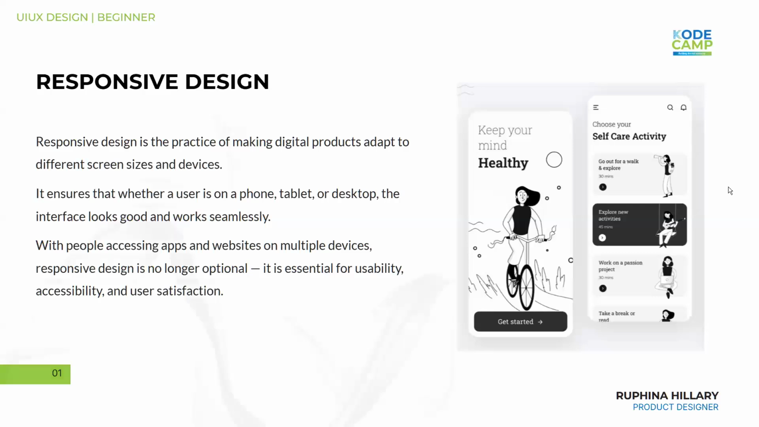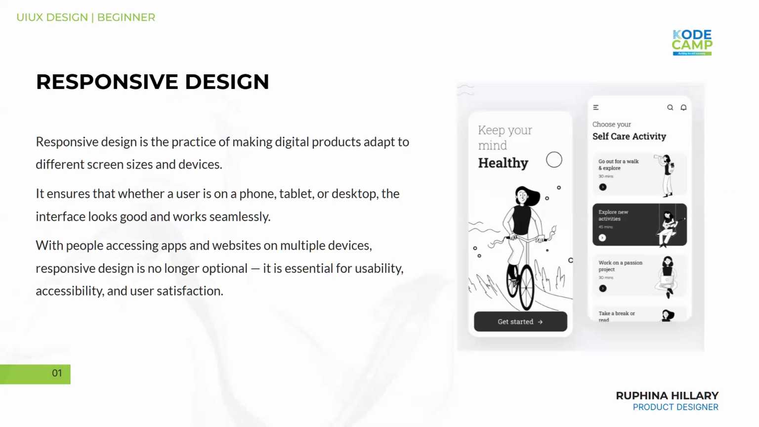So now, responsive design is simply the practice of making digital products adapt to different screen sizes and devices. It simply ensures that whether a user is on a phone, a tablet, or desktop, the interface looks good and works seamlessly. Right? With people accessing apps and websites on multiple devices, responsive design is no longer optional. It's essential for usability, accessibility, and user satisfaction. So, how do we make our design responsive?